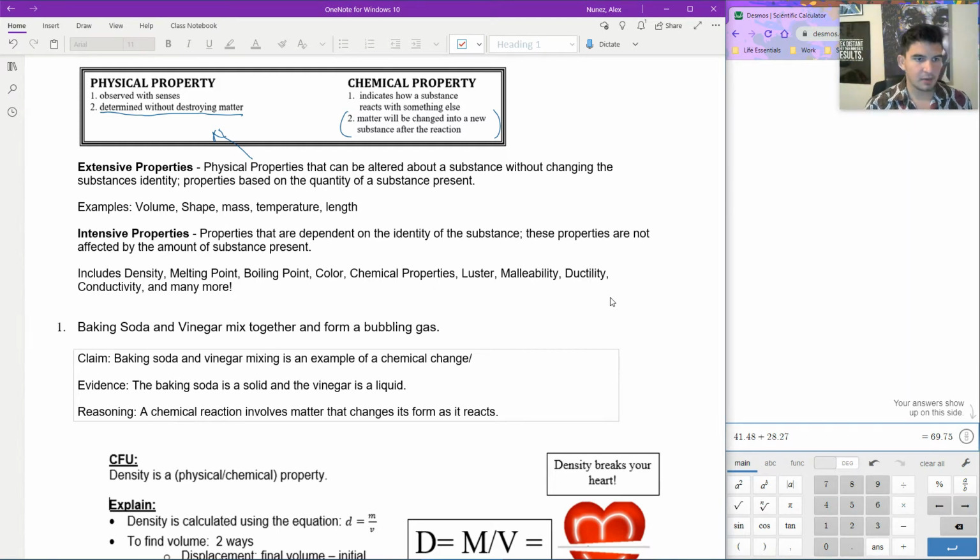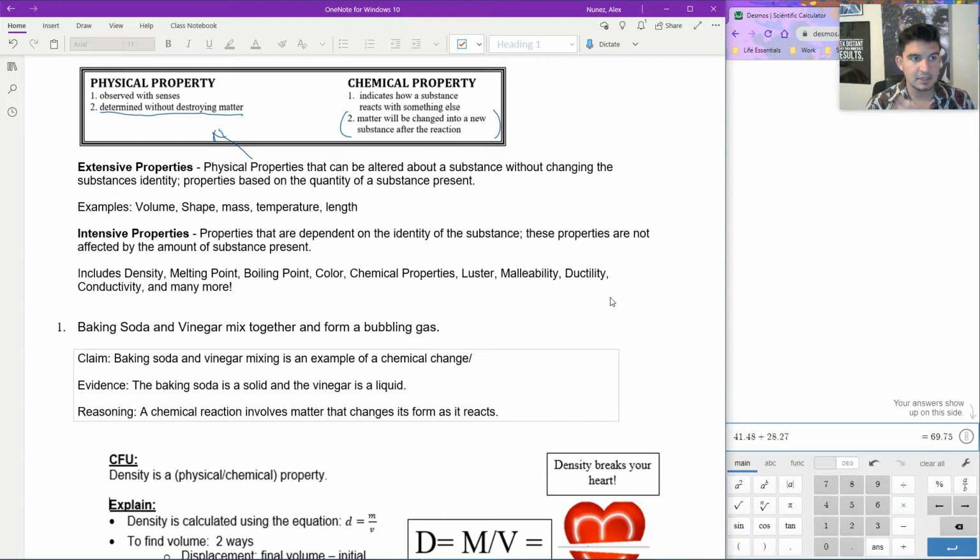But intensive properties do not depend on how much of a substance is present. So for example, density: if I had a piece of paper, the density would be the same whether I had a teeny tiny slip of paper or the whole thing. Melting point, boiling point. That's a good example: ice will always melt, whether you have a giant block of ice or a small block of ice, it will always melt at the same temperature. Boiling is the same, etc.